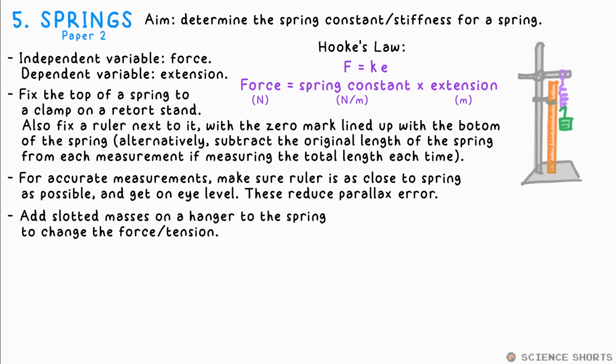The best way of measuring extension is to fix a ruler as close to the spring as possible with the 0 mark lined up with the bottom of the spring. Then just measure where the bottom of the spring goes to when it's stretched. Multiply the mass by gravitational field strength, 9.8, every time to get the force.